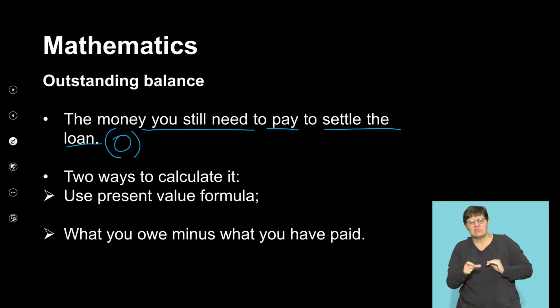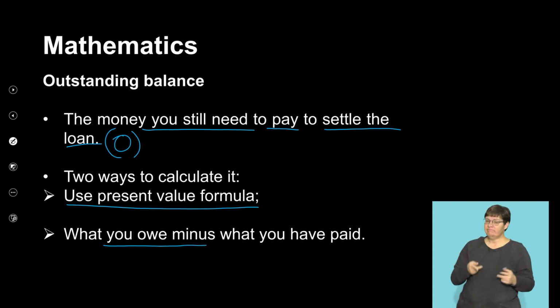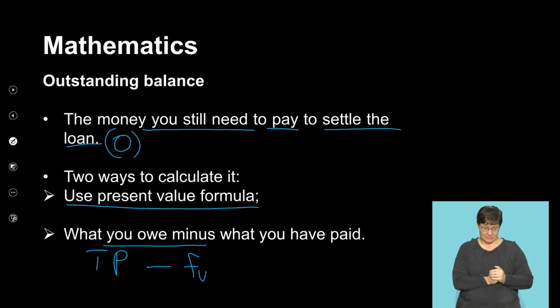Now, there are two ways to calculate it. The first one is to use the present value formula, and I'm going to show you how to do that. And also you can say what you owe minus what you have paid, right? What you owe means the total amount of money that you still owe, so total present value plus the interest, minus what you have paid, for which we normally use the future value because it's monthly payments that accumulate to be a certain amount of money. But I will show you what that has to do with.